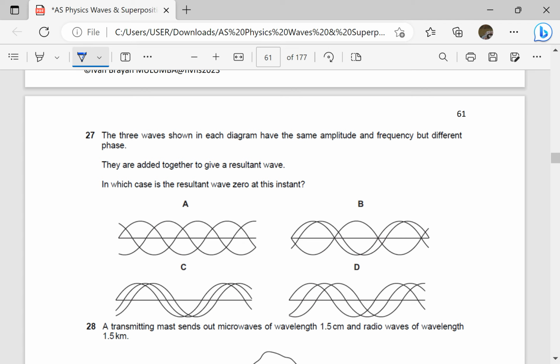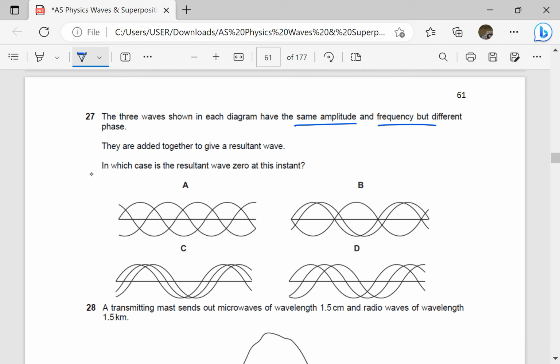The three waves shown in each diagram have the same amplitude and frequency but different phase. They are added together to give a resultant wave. In which case is the resultant wave zero at this instant? Resultant wave zero. So let's begin with A.